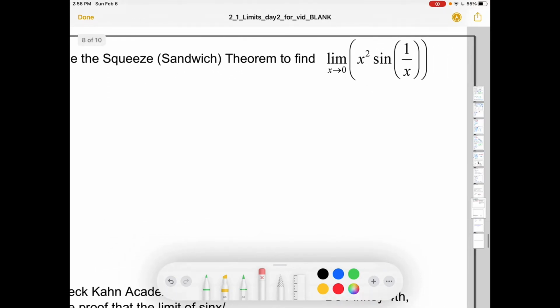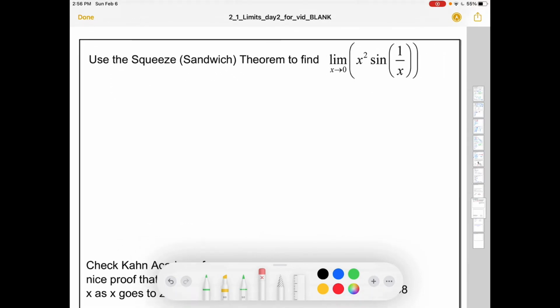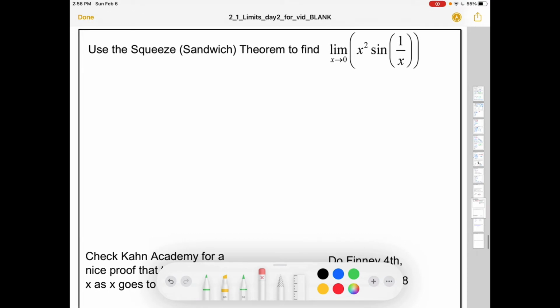So here's an example. Let's use the sandwich theorem, or the squeeze theorem, to find this limit as x goes to 0 of x squared times sine of 1 over x. You might say, oh, we'll just sub in 0. That's no problem. You get 0 times the sine of 1 over 0. Well, 0 times anything is just going to be 0, right? So it should be done. But 0 times undefined is dicier than that. Sine of 1 over 0, we have no idea what it is.